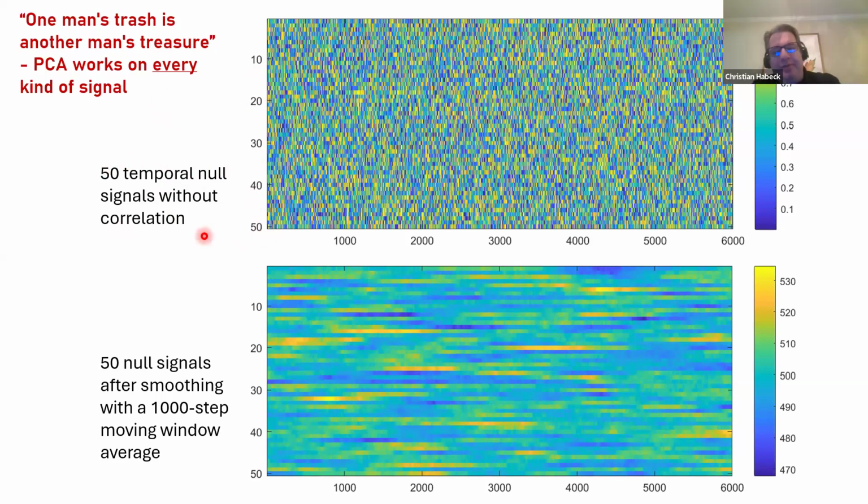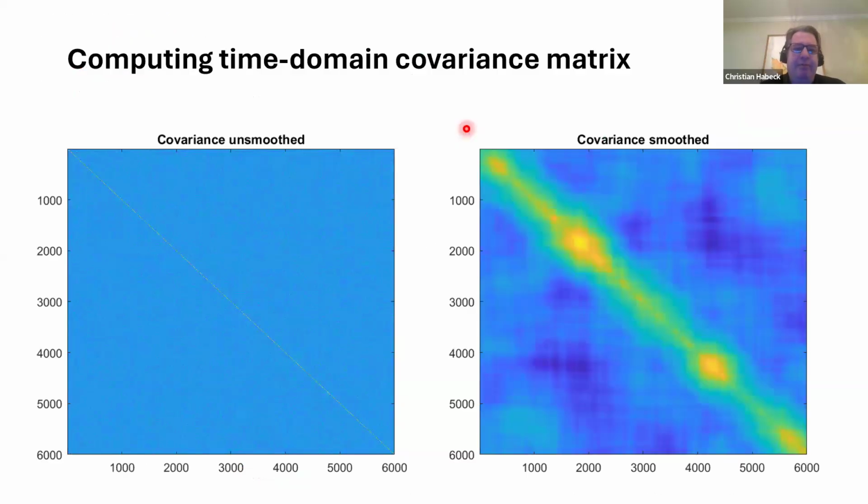I'll take out this record of 6 seconds, and I've smoothed this with a moving window average of 1,000 steps. After I do this, I get this smooth signal, which you can see here. Again, it's based on these null signals. If we look at the covariance matrix, because we only have 6,000 time points, we can look directly into the time domain covariance matrix. You see that there's really nothing here. I mean, you see the main diagonal, as you would, but there's really no interesting structure in the covariance matrix at all. But this is what happens when we smooth it, right?